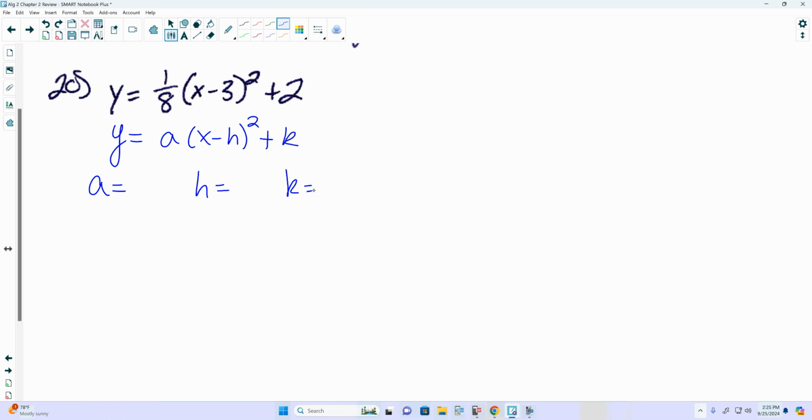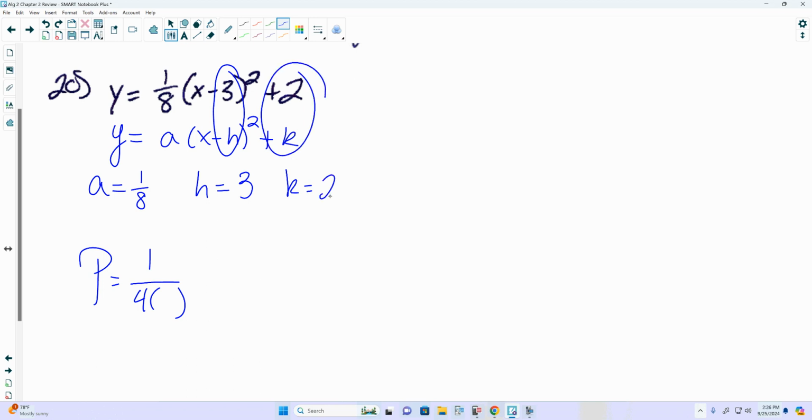Now, we're going to find A, H, and K, but the main reason we find A is to find P. P is what we need for the vertex, focus, directrix, and axis of symmetry. A is 1/8. H is coming from inside the parentheses. Since it's -3 inside the parentheses, it comes out as +3. Outside the parentheses is our K. Since it's outside the parentheses, it stays the same. Since it's +2, it stays +2.